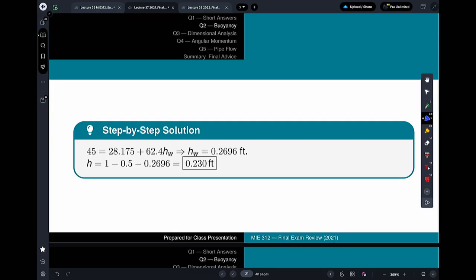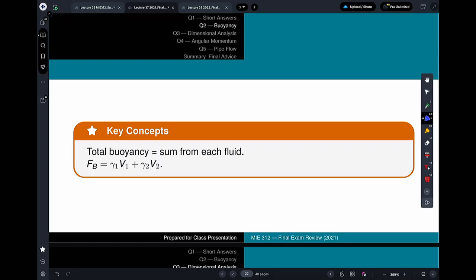You put all the numbers together, you know you have to have it float. And you get the height of water, which is 0.27 feet, and which leaves about 0.23 feet at the end. So these are the standard questions. So this is the second question on the exam.